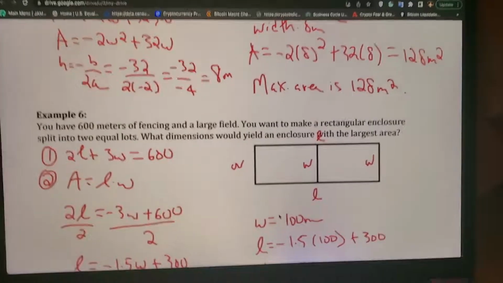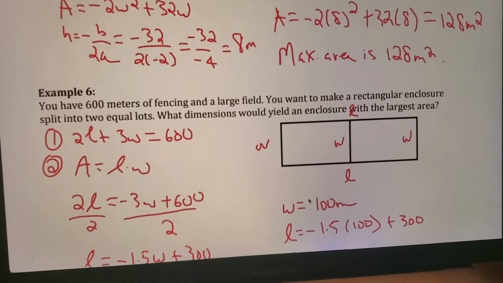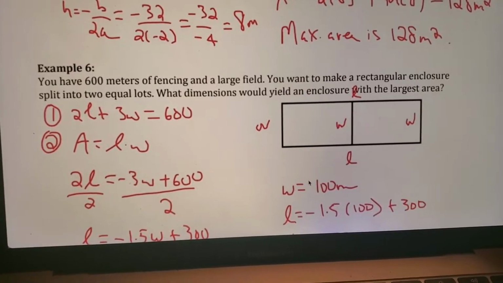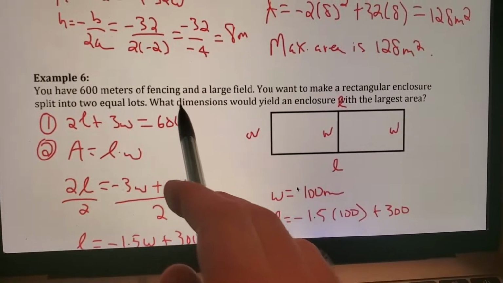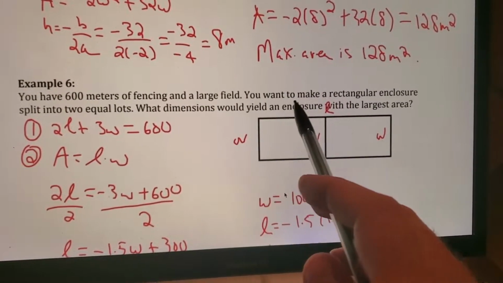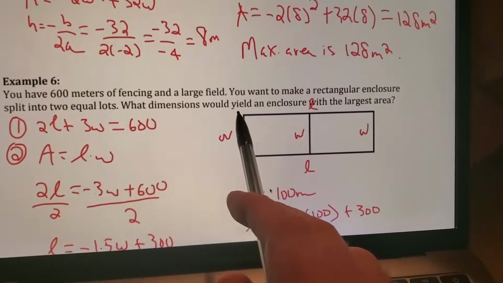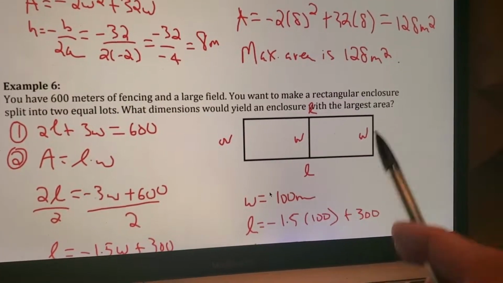In this video, I'm going to go over a few different geometrical math problems that involve quadratic equations. So in this problem, it says you have 600 meters of fencing in a large field. You want to make a rectangular enclosure split into two equal lots. What dimensions would yield an enclosure with the largest area?